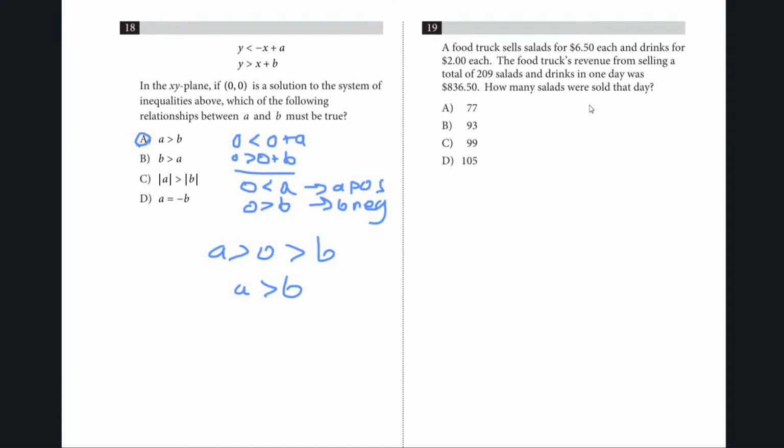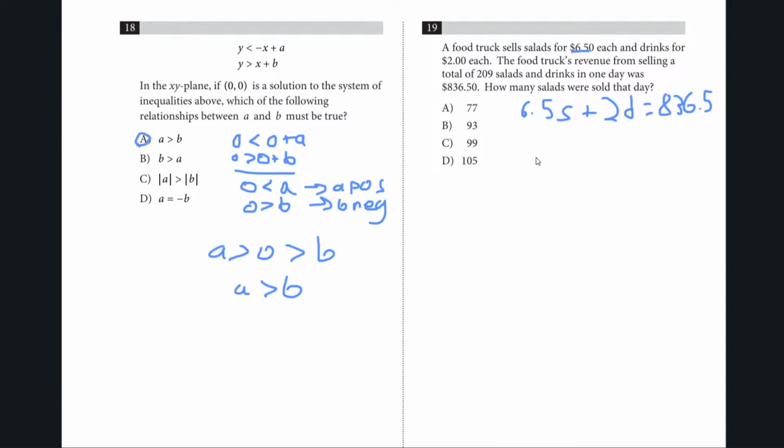I'm feeling sick to my stomach, but I'll move forward anyways. It's $6.50 for a salad, an expensive salad, and a drink for $2. And they made $836.50 stealing from people with this super expensive salad. It's funny, a boat is more expensive than a salad in this world. Or the other way around, no, a salad is more expensive than a boat. That's crazy.